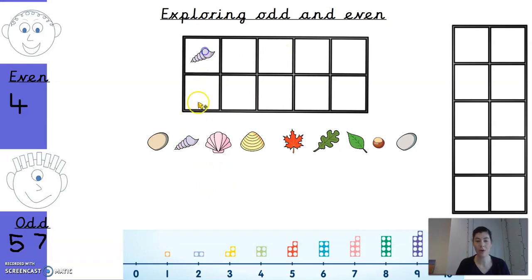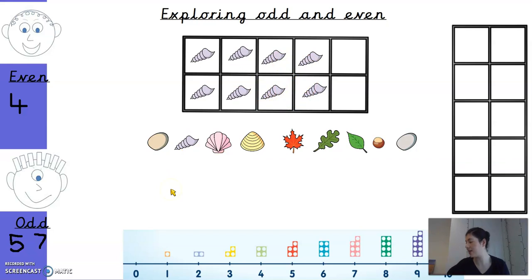We've got 1, 2, 3, 4, 5, 6, 7, 8. Oh, have a look. Do we think it's going to be even or odd? Is there an odd one left at the top, or do they all have friends? Are they all in pairs? Looks like they might all be in pairs, doesn't it?